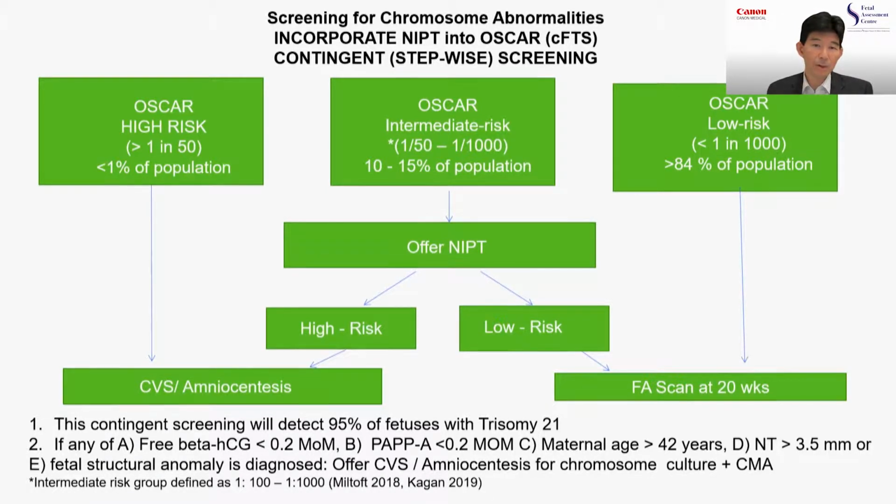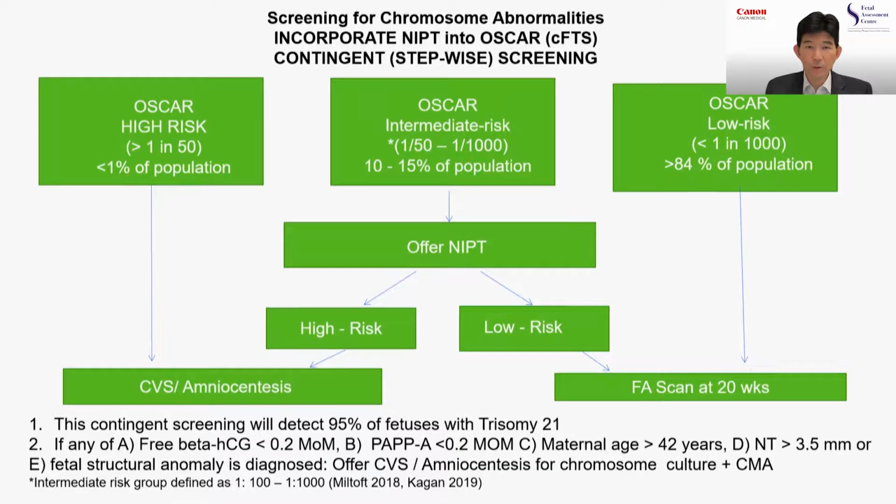A cutoff of more than 1 in 50, a CVS or an amniocentesis. You can offer an NIPT to your intermediate risk category of between 1 in 50 to 1 in 1,000, or you can decide if they're low risk on the OSCAR, that you would then triage them into the low risk category, and they can just thereafter have an FA scan at 20 weeks.